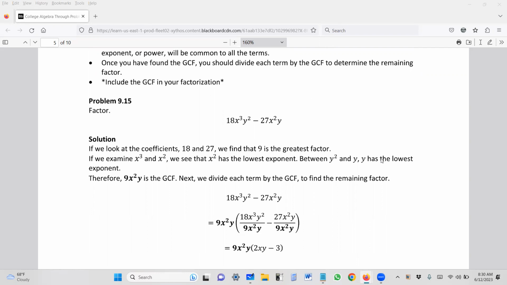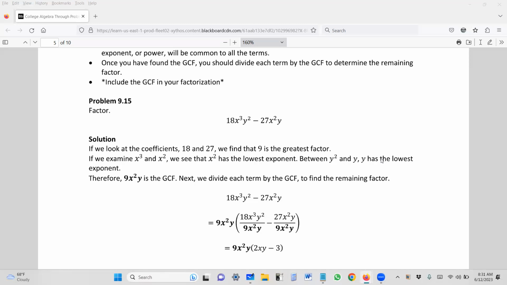So when we have to factor the greatest common factor, we have to think of two things. Number one, there may be a number that is common to both, in this case, both terms. So we have to look at the numbers 18 and 27, and we'll ask ourselves, what is the largest number that can divide both 18 and 27? For example, 3 divides 18 and divides 27. So when we divide 18 by 3, we get 6. When we divide 27 by 3, we get 9.